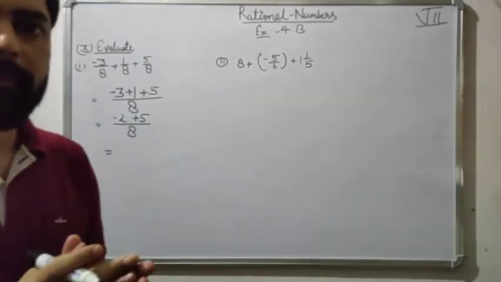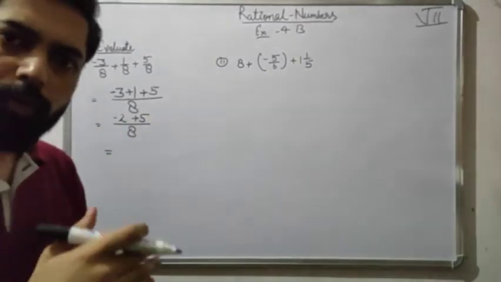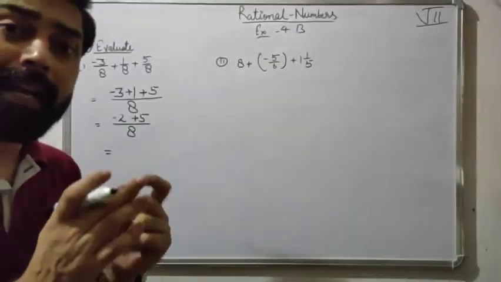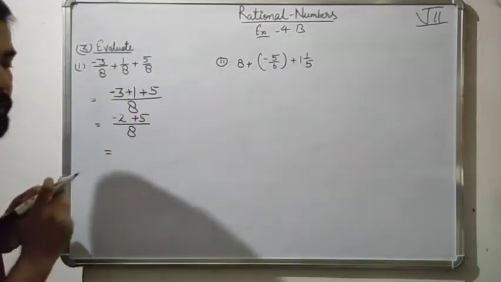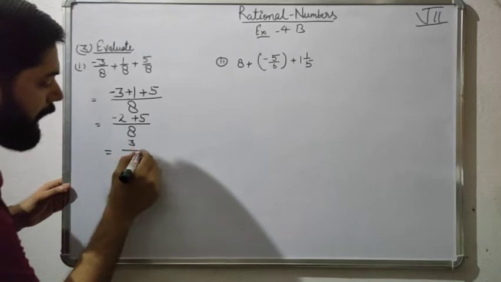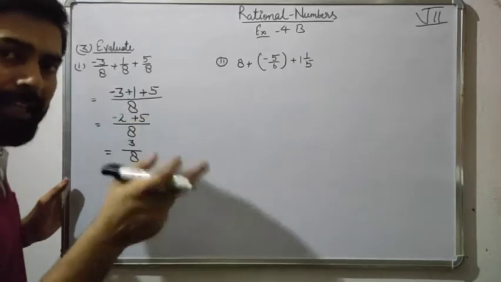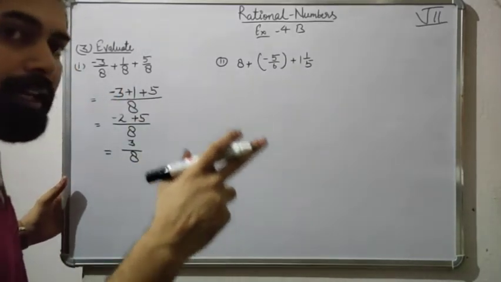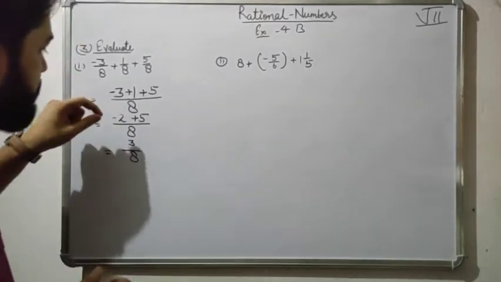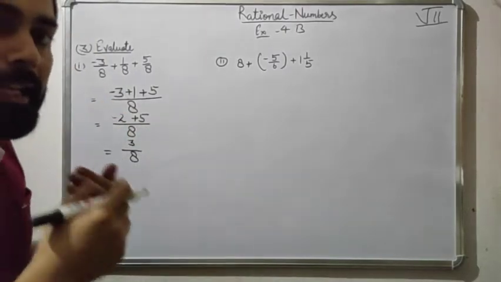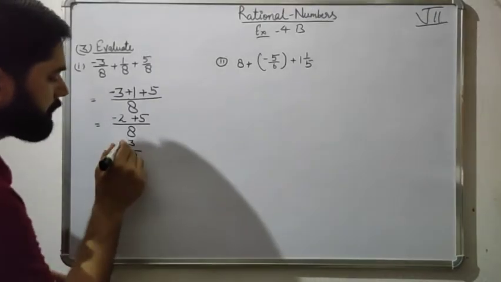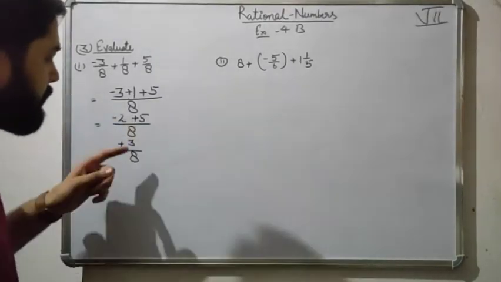What does different sign mean? If you have two integers with different signs, then you subtract those numbers. We subtracted 5 and 2, then we get 3 upon it. Then if the signs are different, we observe the sign, and after observing the sign, we see which number is greater. 5 is greater and 5 has the plus sign. So we use the plus sign here, and the answer will be 3 upon 8.